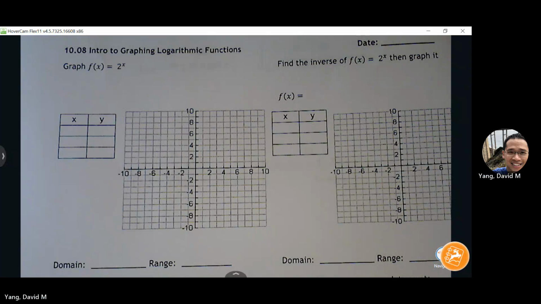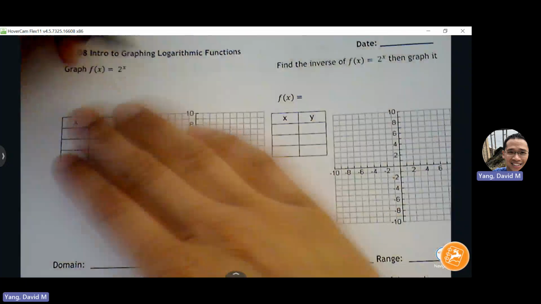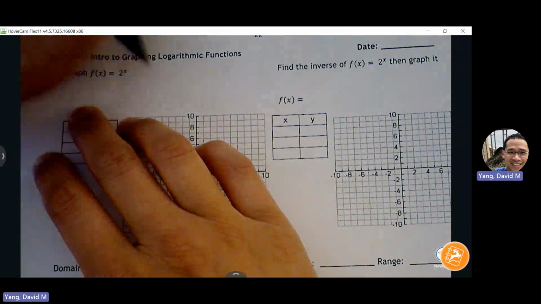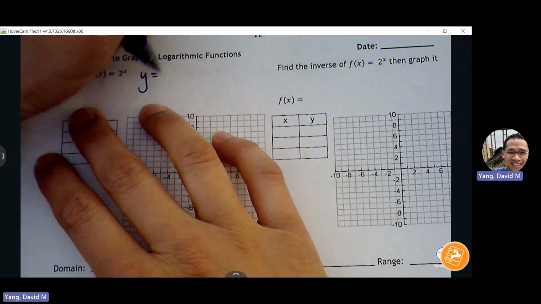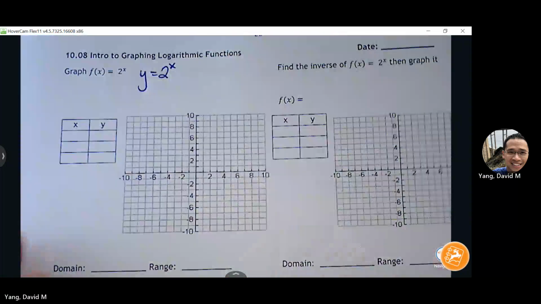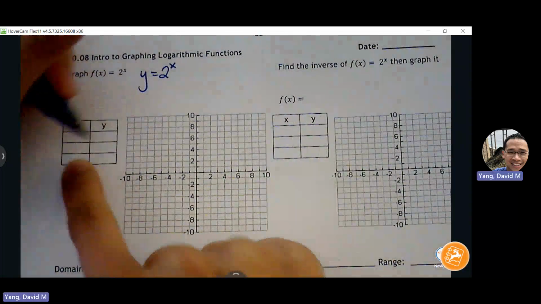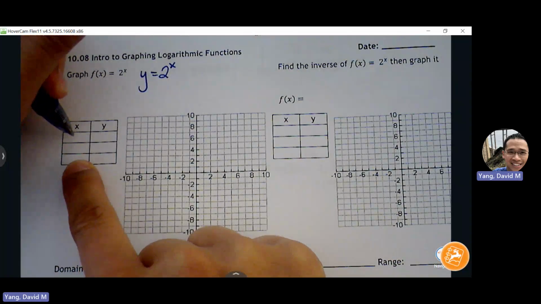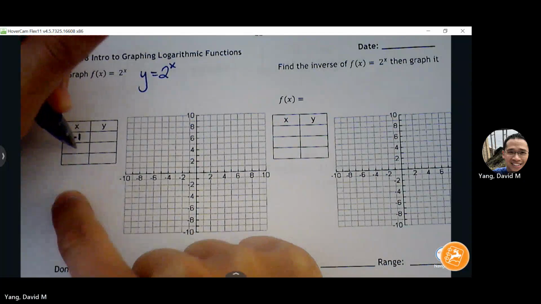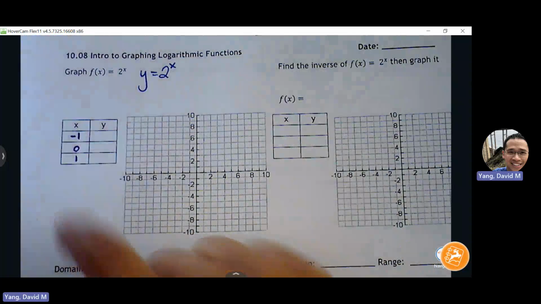Okay, so f of x equals 2 to the x. This should feel familiar to you. Just go ahead and write it as y is equal to 2 to the x. Same thing, maybe it's just easier to see the x and y lined up there. So let's pick some easy numbers. I'm going to choose -1, 0, and 1.